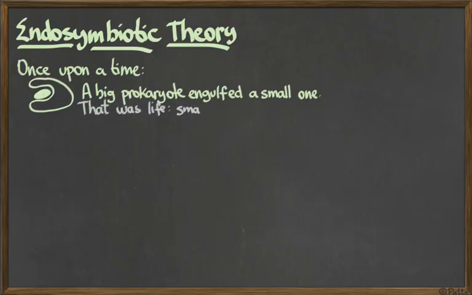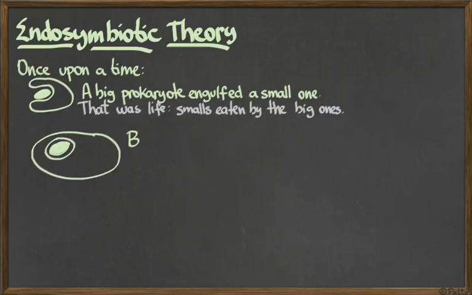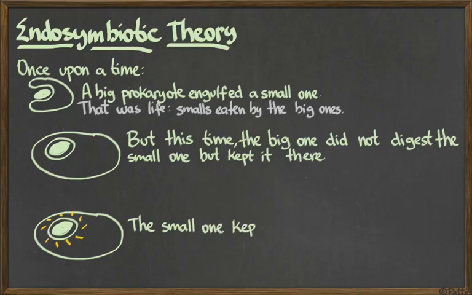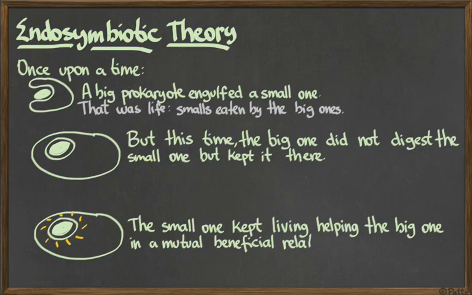So after a while, we had a big cell that has just eaten the small one, and the small one now was surrounded by a vesicle, by a membrane inside the big cell, and the idea is that this cell would be digested. But instead of digesting, the big cell kept the small cell alive. Now this small cell was doing something quite interesting: it was breaking organic molecules and releasing energy.